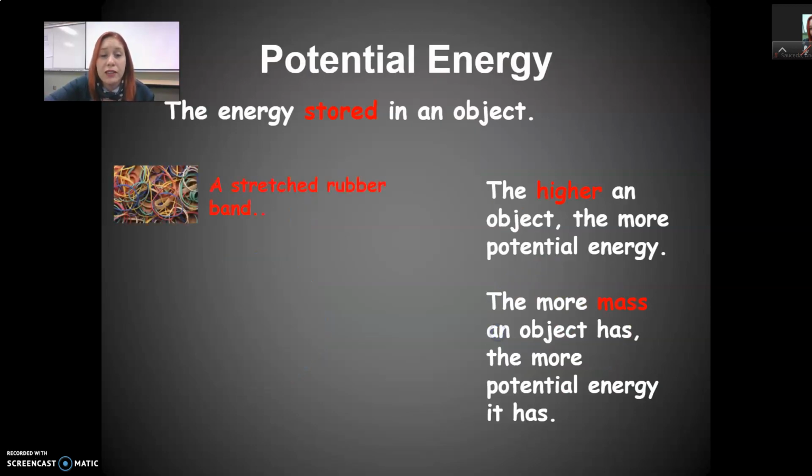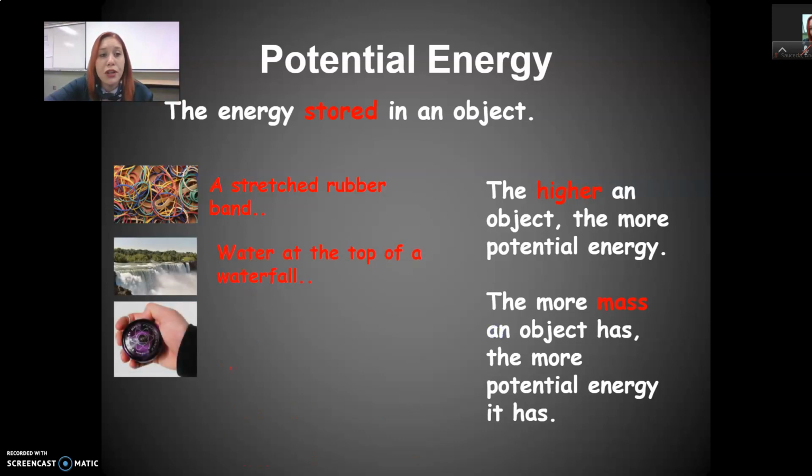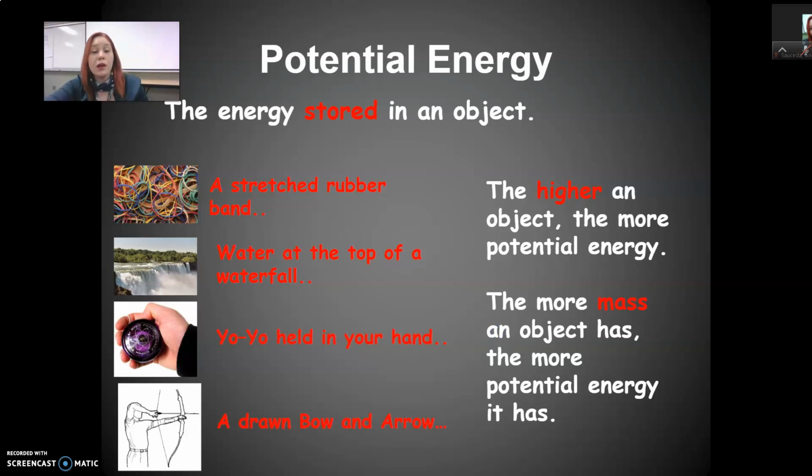So the potential energy is energy stored in an object such as a rubber band, water at the top of a waterfall, a yo-yo in your hand, or a bow and arrow. And I want you to think about the further back you pull your arrow, the more potential energy you're putting into that system. And then once you release it, it has more energy to convert to kinetic energy. It will go further. Same thing with your rubber band. The further you stretch your rubber band, the more potential energy you're storing in it. So when you let it go, it goes even further. It has more potential energy to convert into the kinetic energy of motion.